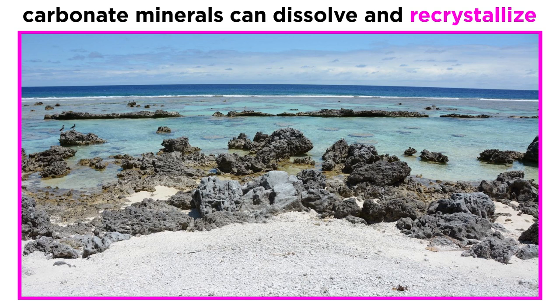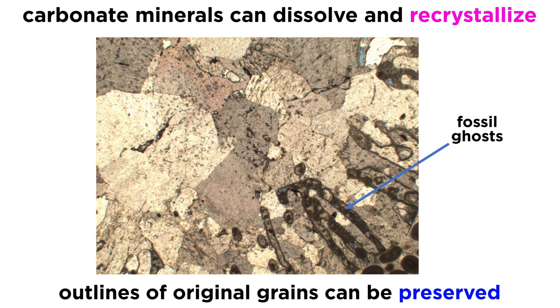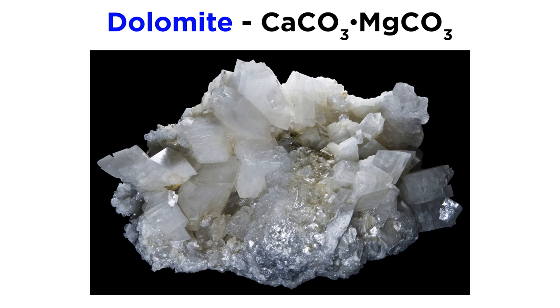The carbonate minerals are relatively soluble and are prone to recrystallization during burial, which sometimes destroys valuable depositional textures that geologists use to interpret a rock's history. Though sometimes, original textures can be preserved as ghosts, where the outlines of original grains are visible. In addition to calcite and aragonite, another common carbonate mineral is dolomite, which has the chemical formula CaCO3-MgCO3. It is essentially calcite that had half of its calcium replaced with magnesium.